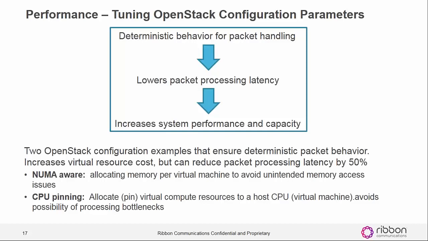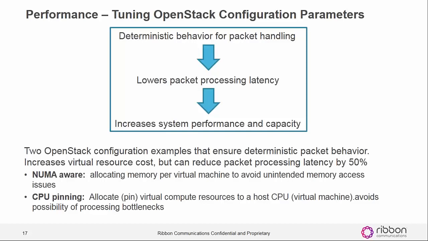There are a number of ways we looked at and have now optimized OpenStack configurations, but I just want to focus on two of them here. Because we looked at these and we said, by ensuring this deterministic packet behavior, we can actually decrease the packet processing latency by up to 50%, which will increase performance and capacity. And yes, these do come at a bit of a cost, if you will, a virtual resource cost. So I'll talk a bit about that.